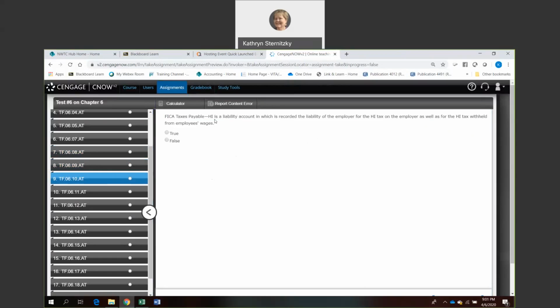FICA taxes payable HI is a liability account in which is recorded the liability of the employer for the HI tax on the employer as well as the HI tax withheld from the employee's wages. So basically, remember for FICA taxes payable HI, there's two pieces. There's the employer's piece and there's the employee's piece. Do you need two separate accounts for those two pieces or do they go in the same account?